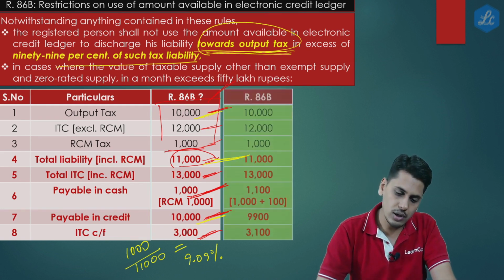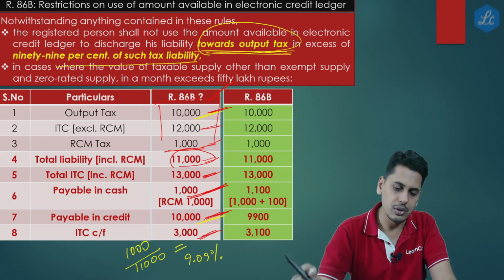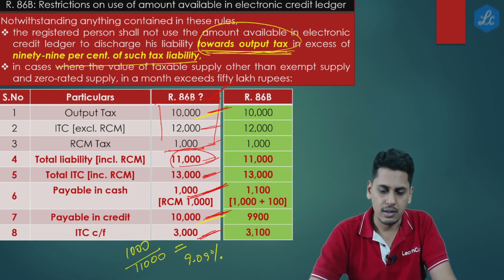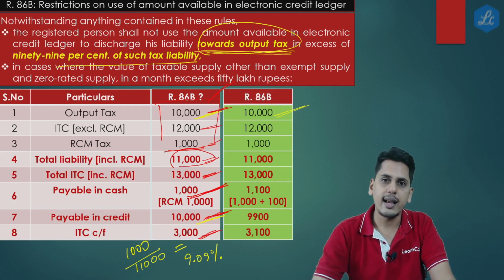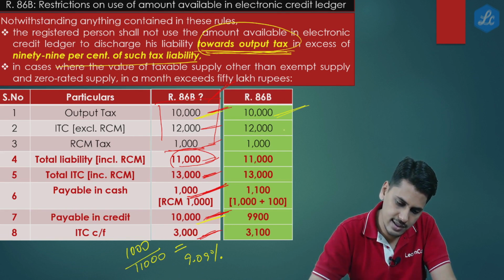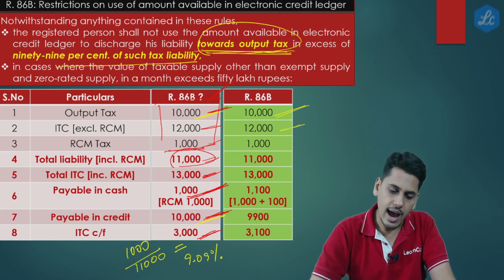So friends, what should be the solution? The solution should be in this way. 10,000 is your output tax. ITC excluding RCM is 12,000. Fine. RCM tax 1,000.